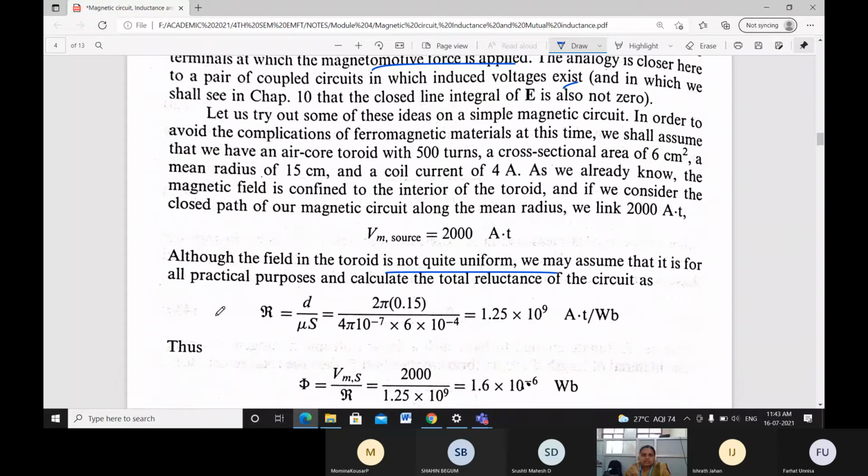Then, assuming that for all practical purposes we calculate the total reluctance, the equation is R equals l divided by mu times S. Based on the given parameters, I can substitute 2 pi times 0.15, because 15 centimeters is given, divided by mu, which is 4 pi into 10 raised to minus 7, into S, the area, which is given as 6 centimeter square, that is 6 into 10 raised to minus 4. Then the result is 1.25 into 10 raised to 9 ampere turn per Weber.